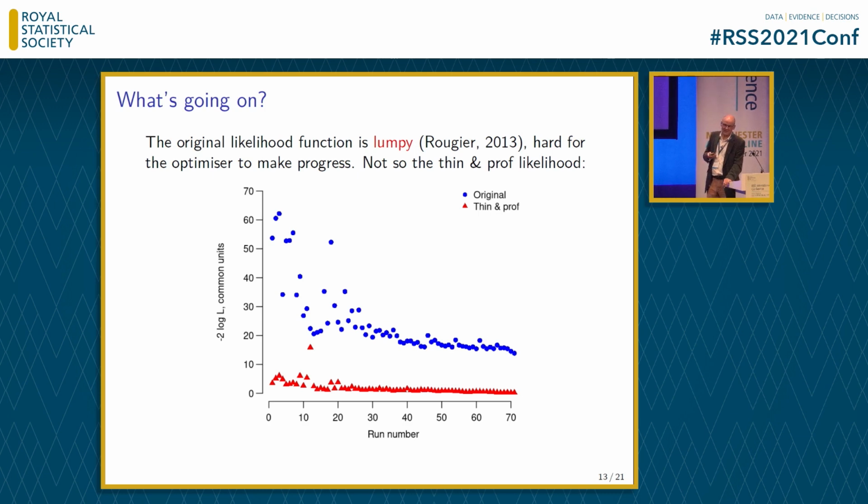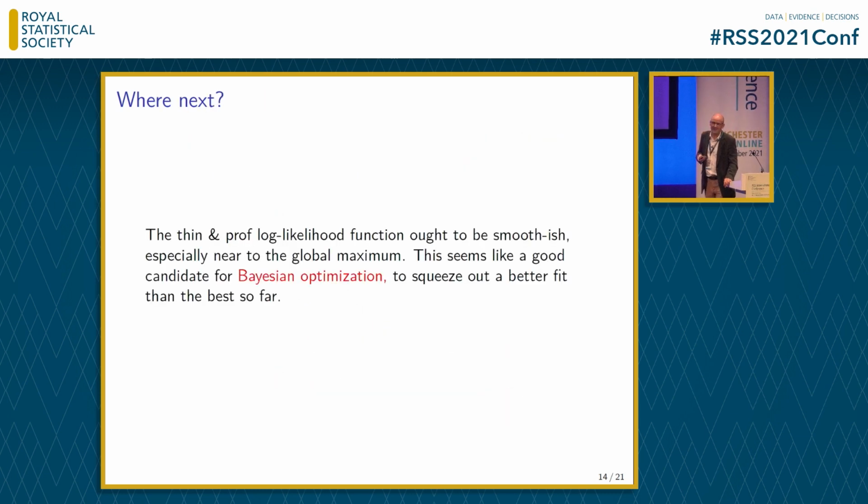That's a picture from the old slide. I'm going to skip over that. But if we had had the new slides, we could have seen that the thinned and profiled likelihood moves more often. It more often makes a good choice about where to go next. Now, I want to move on, though, to talk about how we can exploit the smoothness of the thinned and profiled likelihood function in a statistical optimizer.